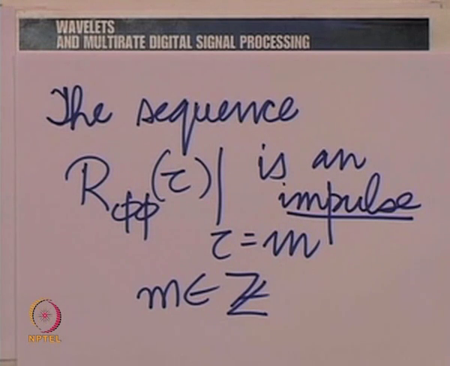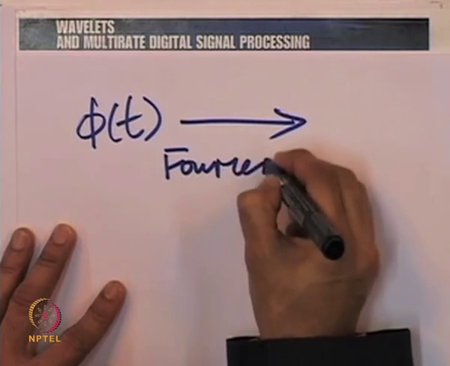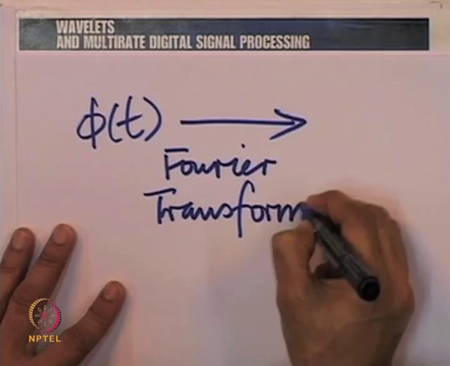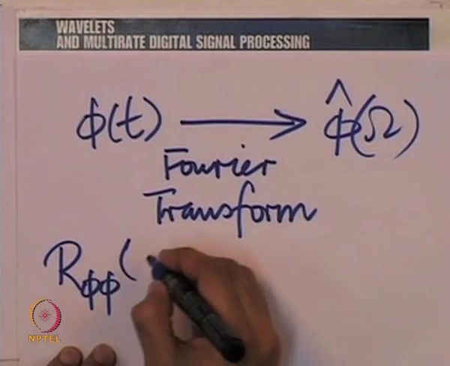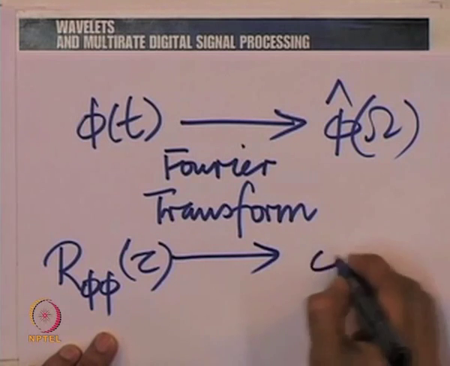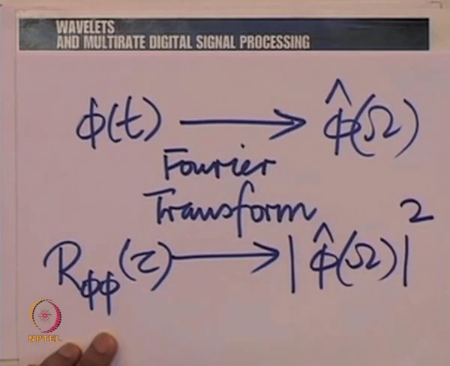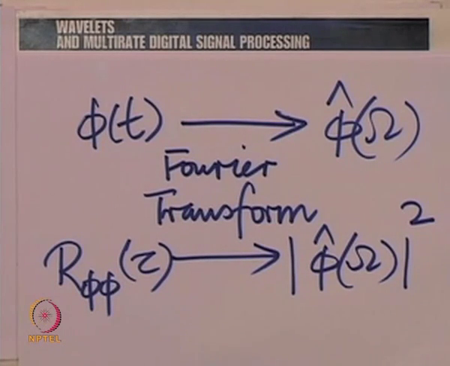Now, we need to deal with this in the frequency domain. So, when we sample an autocorrelation, the Fourier transform of the autocorrelation is going to get aliased. In fact, we know what is the Fourier transform of the autocorrelation from our basic understanding of signals and systems theory. So, if phi of t has a Fourier transform phi cap omega, then R phi phi or the autocorrelation of phi has a Fourier transform given by the squared magnitude of phi cap omega. This is a basic result in signals, systems and transforms.